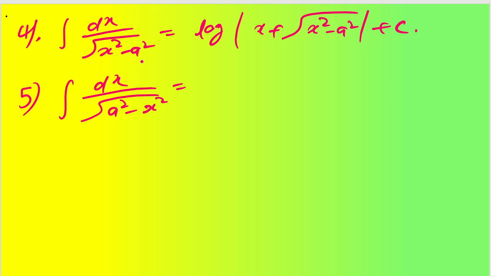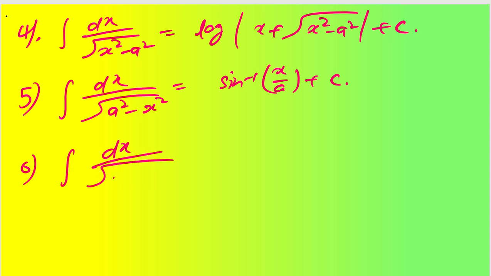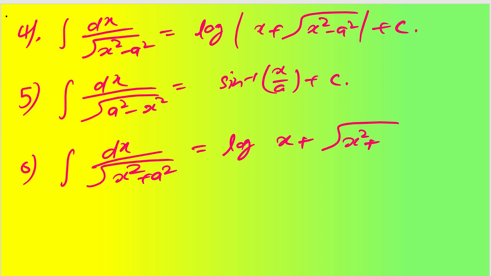So this is going to be equal to sine inverse of x by a plus some constant c. And sixth one is integration of dx by square root of x square plus a square. Okay, so this is going to be equal to, again same way, just like it was log, so it will be log of x plus square root of x square plus a square. Okay, plus some constant c.